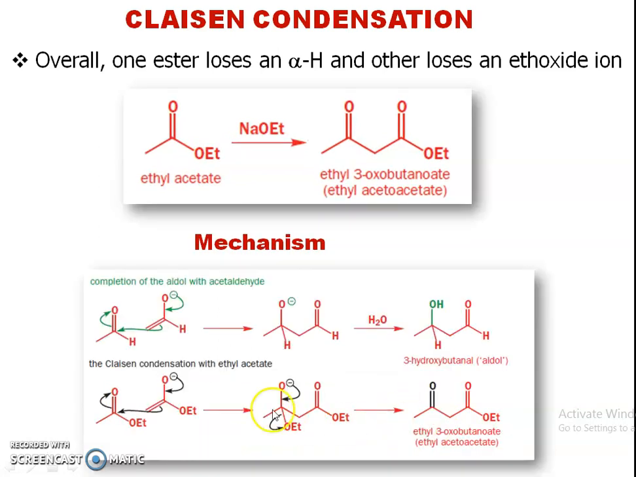In the final step, there is a difference from aldol condensation. In aldol the final step is the protonation, and on protonation this O minus will become a hydroxy group. But in Claisen condensation, this actually restores the carbonyl group like this by expelling ethoxide, and it finally forms a beta keto ester.